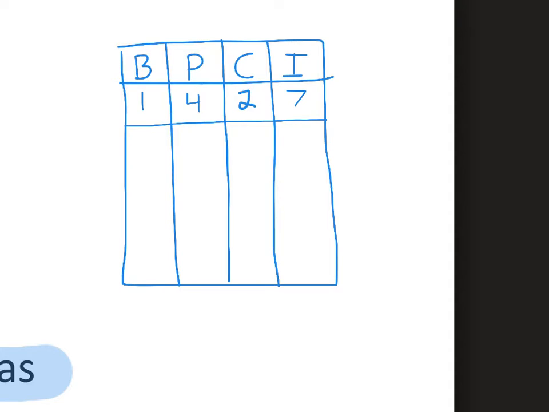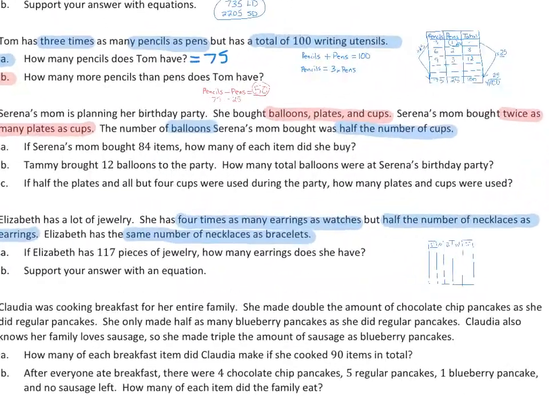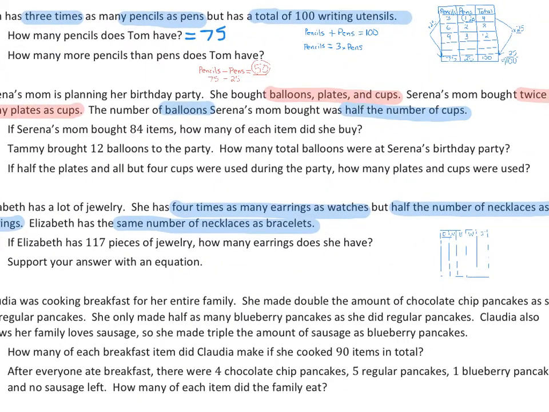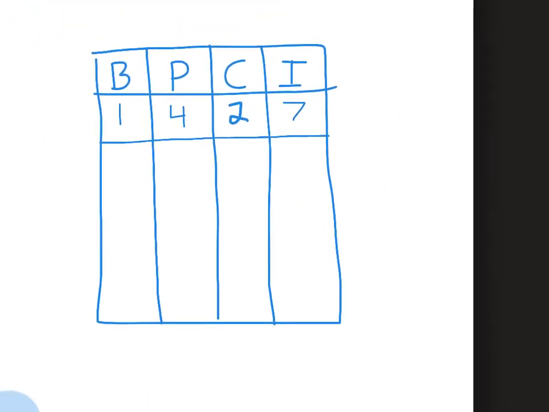Making sense? And then I just combined them all, right? If I bought 1 balloon, 4 plates, and 2 cups, that would be 7 items. And now I am ready because all my rules are fitting. All my rules make sense here. My numbers make sense. Now I just plug stuff in, right? If Serena's mom bought 84 items, how many of each item did she buy? So all I've got to do is go back to my table and make 84, right?